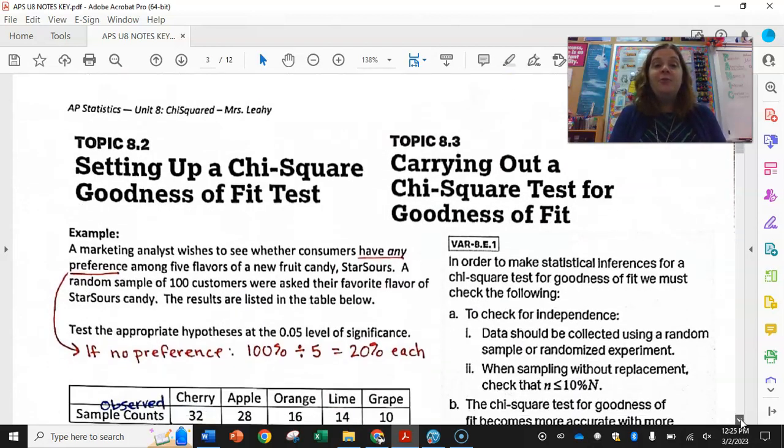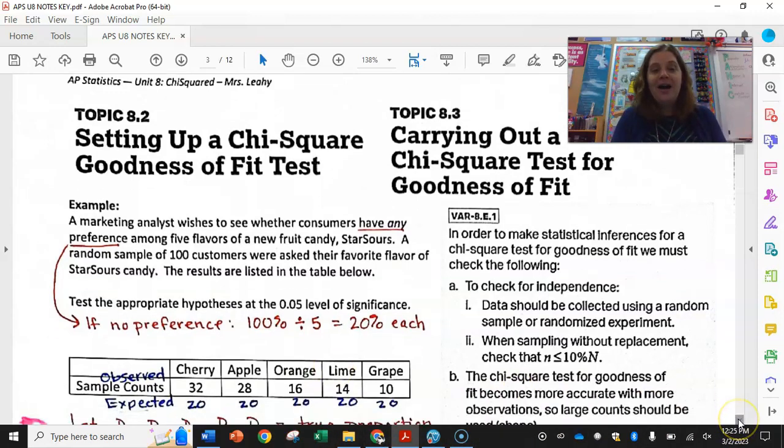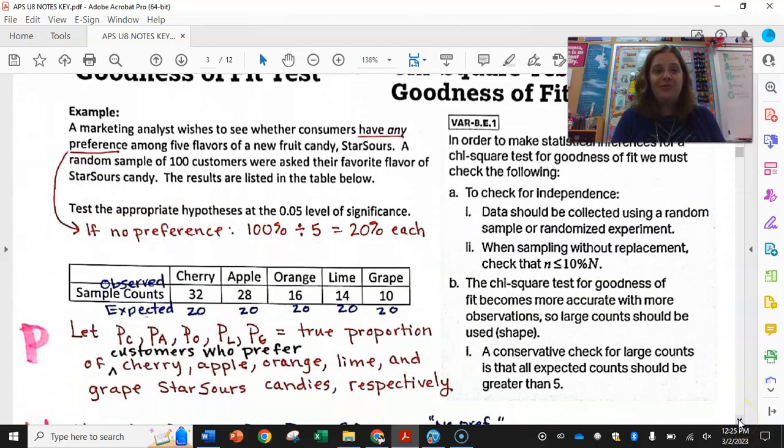Okay, so if I'm going to set up this chi-squared goodness of fit test, here's how it works. All right, so we would start off and we have a problem like: a marketing analyst wishes to see whether consumers have any preference among 5 flavors of a new fruit candy, Star Sours. A random sample of 100 customers were asked their favorite flavor of the Star Sours candy. The results are listed in the table below. Okay, it says test the appropriate hypotheses at the 5% level of significance.